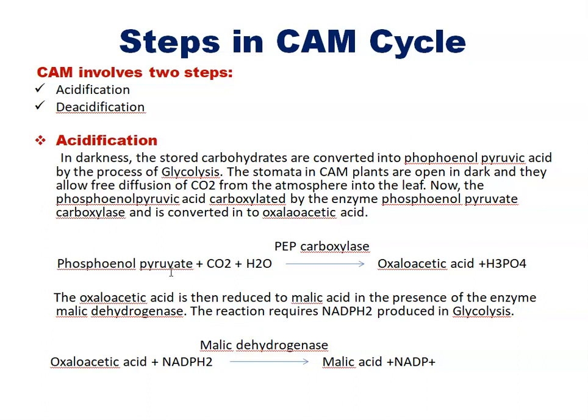When the stomata of CAM plants open in the dark, they allow free diffusion of carbon dioxide from the atmosphere. When this carbon dioxide is picked up by phosphoenol pyruvate in the presence of water and PEP carboxylase enzyme, oxaloacetic acid is formed, plus H3PO4, the phosphoric group. The oxaloacetic acid produced is then reduced to malic acid in the presence of NADPH2 and malic dehydrogenase enzyme.